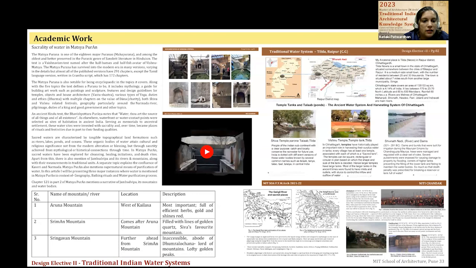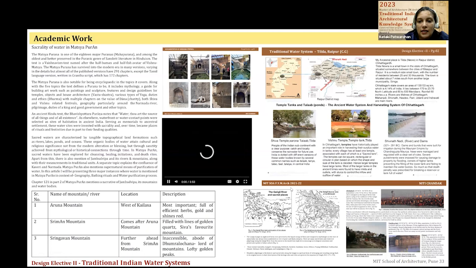Then this is about another elective where we have studied water and its associations in the traditional water systems, where we have done theoretical work and a literature review. So far we have documented 5 water structures in the state of Maharashtra in collaboration with Maharashtra Bharamohin. And this is the kind of work that one of our students has been able to come up with.